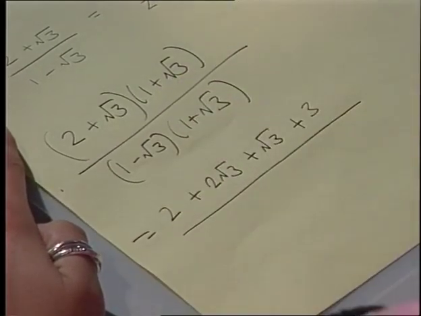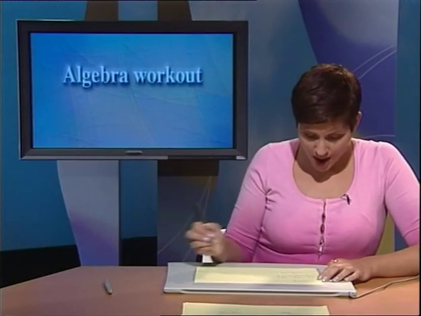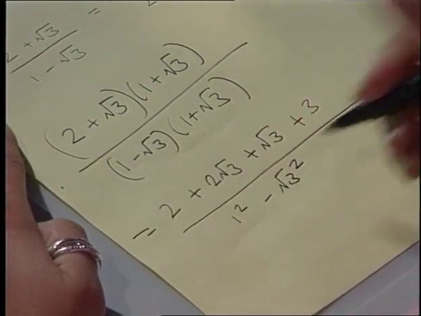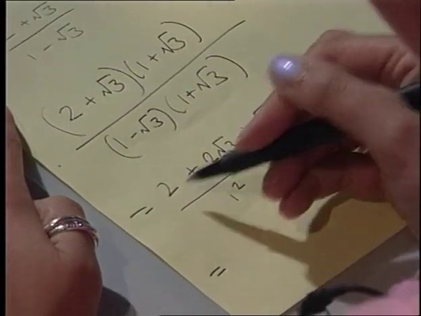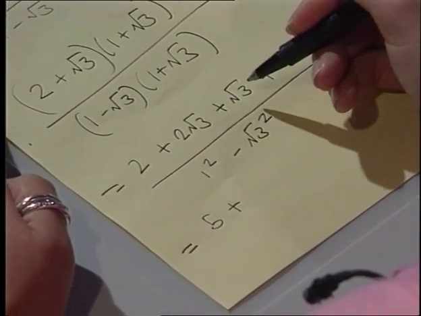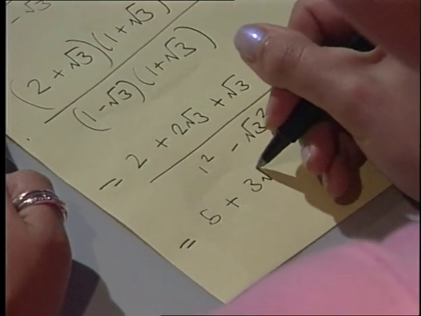And on the bottom, as Alan showed us using the difference of two squares, I have 1 squared minus root 3 squared. So on the top, 2 plus 3 is 5, plus 2 root 3 and root 3 is 3 root 3.